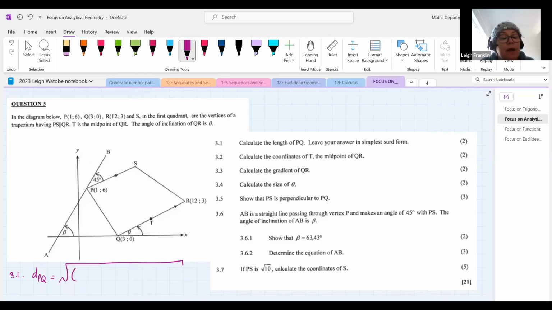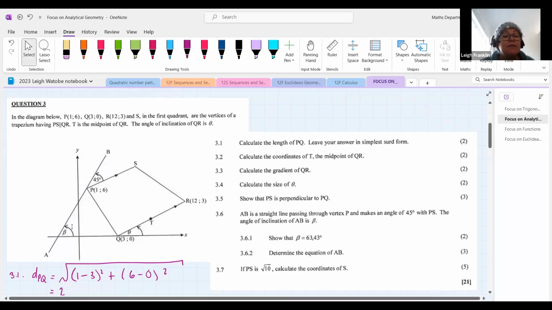And we can go and sub in. Okay, so our change in our x's. So I'm going to start with the x's, 1 minus 3 squared, and then our change in our y's. So that would be 6 minus 0 squared. Okay, and then we can pop that into our calculators, and we should all be getting 2 root 10.